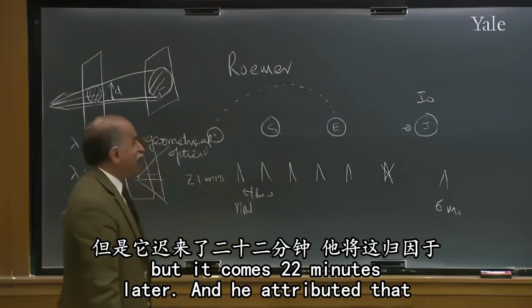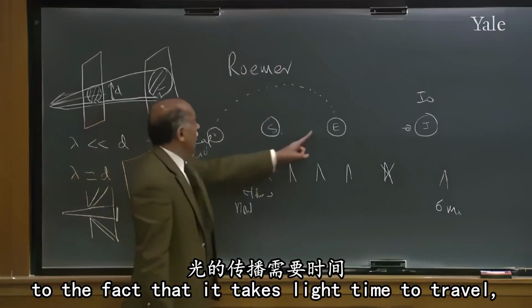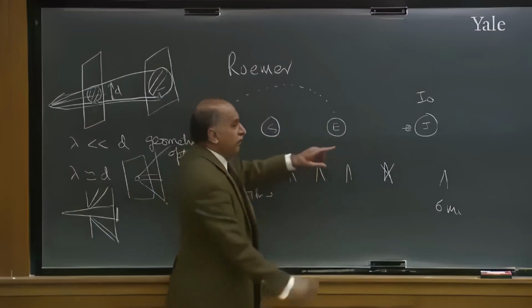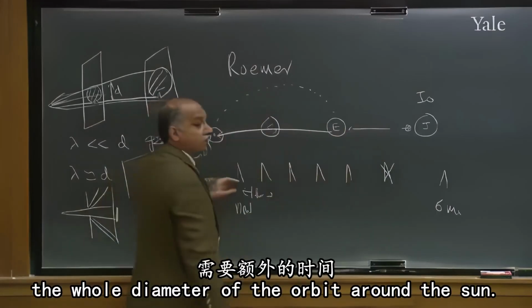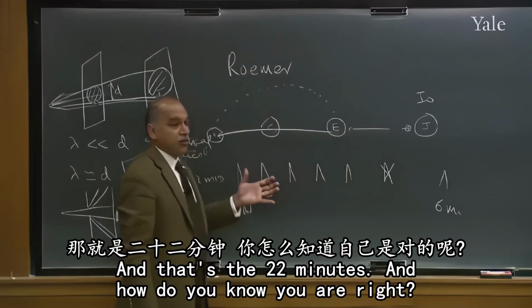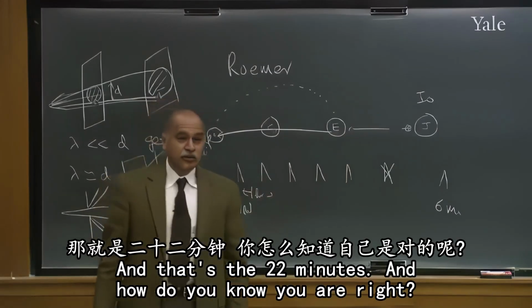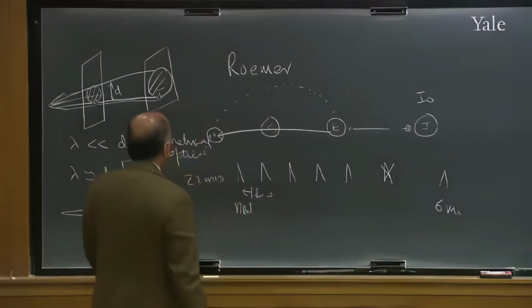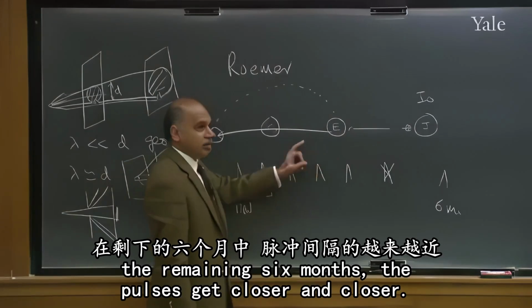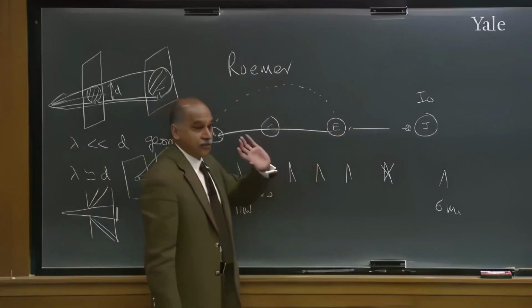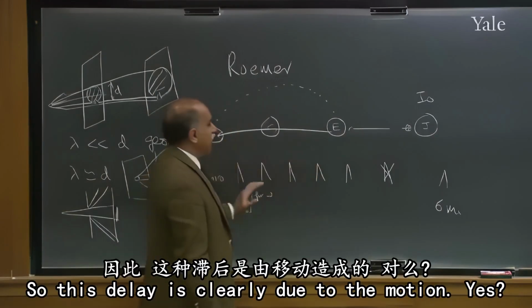And he attributed that to the fact that it takes time for light to travel, and that it takes an extra time of traveling the whole diameter of the orbit around the sun, and that's the 22 minutes. And how do you know you are right? Well, you know you're right because as you start going back now, the remaining 6 months, the pulses get closer and closer. So this delay is clearly due to the motion.